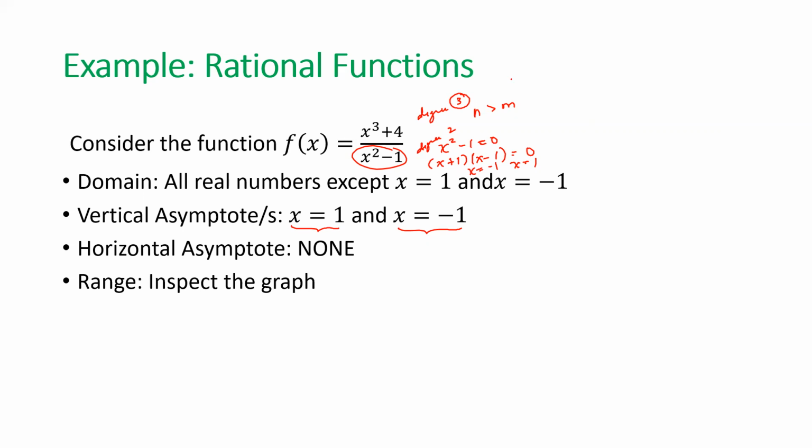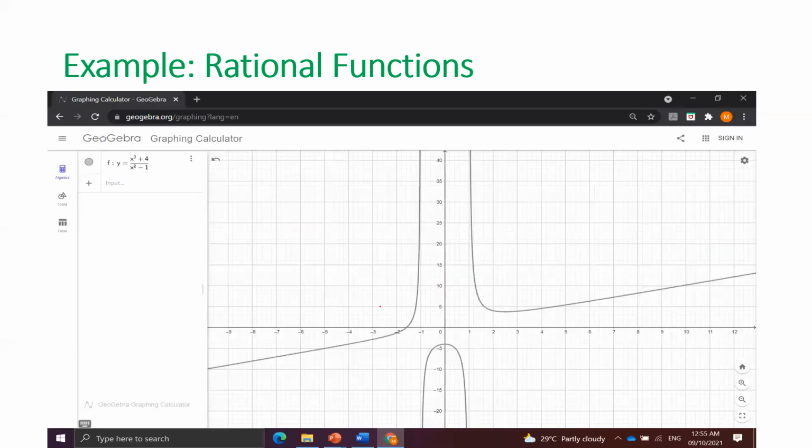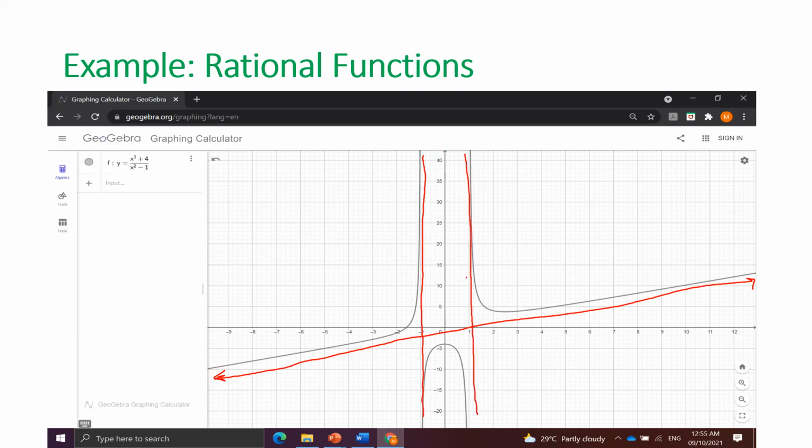So we shall use GeoGebra in order to determine the graph of this function. This is the graph using GeoGebra, and observe that the oblique asymptote happens at the following. So this is considered an oblique asymptote. So the domain here is the set of all real numbers except the vertical asymptotes at negative 1 and positive 1. But the range is the set of all real numbers.